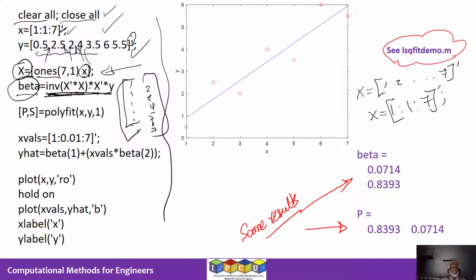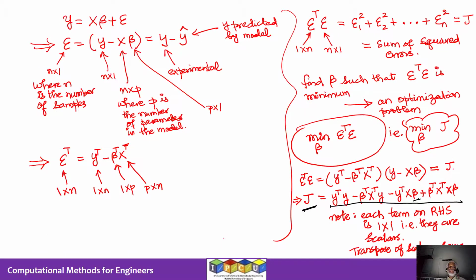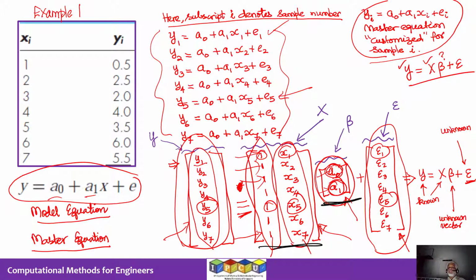So I'm just implementing that equation. Beta is equal to x transpose x inverse x transpose y. So in MATLAB, INV of x transpose x will create x transpose x inverse, and then I multiply it with x transpose and I multiply it with y in this particular order. So beta should contain the parameters a0 and a1. When this executes, MATLAB gives the values for the beta vector to be this. So 0.0714 is my a0 and 0.8393 is my a1 because of the way we have arranged the X matrix and the beta vector. The first element is a0, the second element is a1.